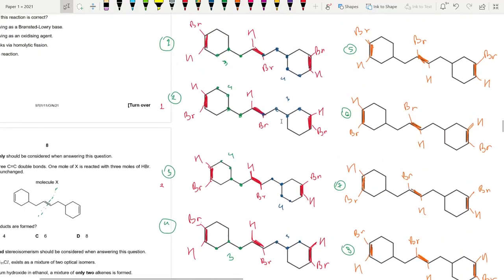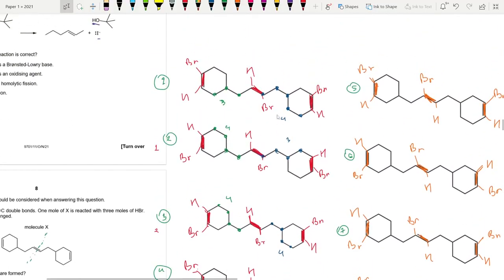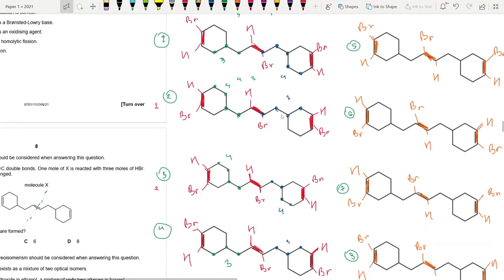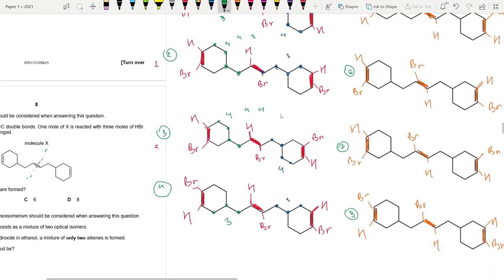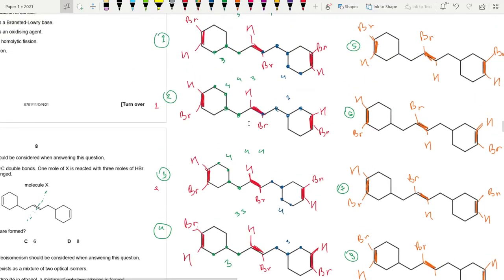Now look at these combinations: hydrogen to hydrogen and bromine to hydrogen. It's 3 4 in the first one. It's 4 3 in the second one. It's 4 4 in the third one, and it's 3 3 in the last one. So these four are actually our isomers. Do you understand? That's it.